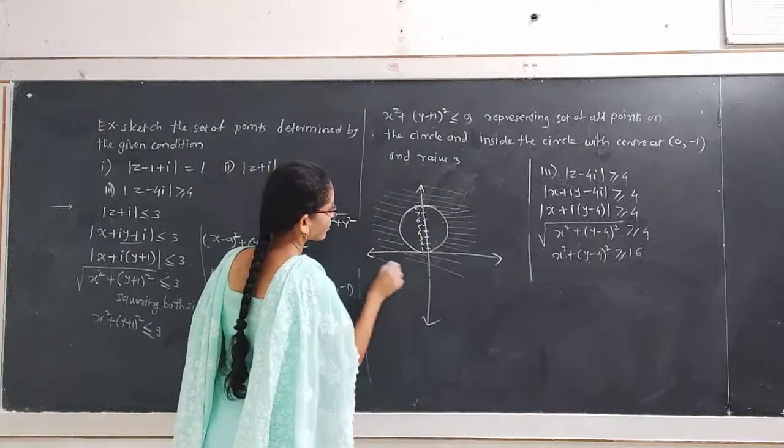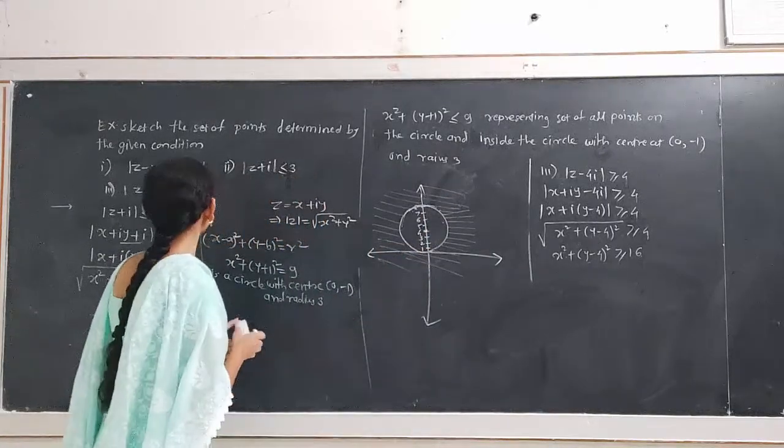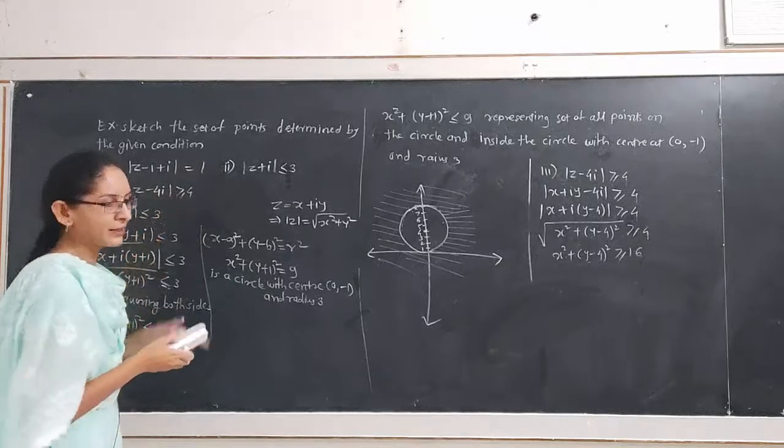All the points which lie outside the circle as well as on the circle form this region, mod z minus 4i greater than or equal to 4.